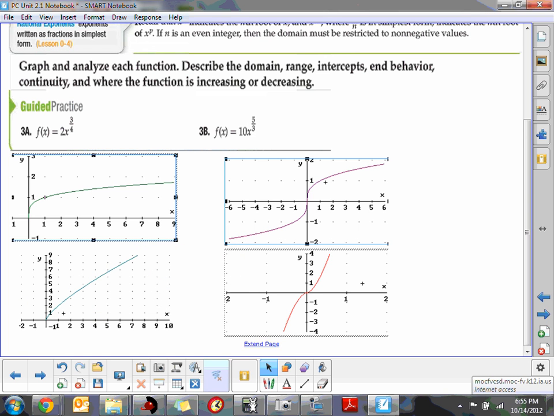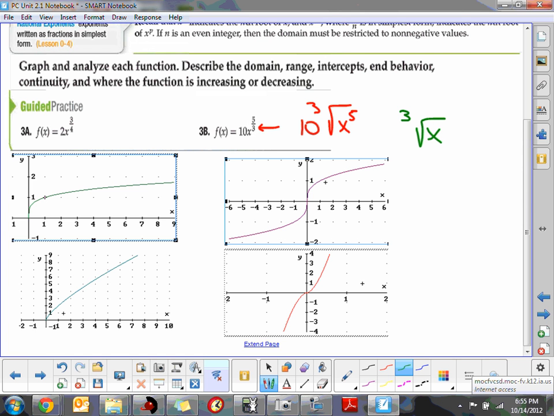Second example is basically a cube root function. The reason I know it's a cube root function, I look at the base, or the bottom of that fraction. So it's really 10 times the cube root of x to the fifth. So what I wanted you to do is, again, pay attention to what the cube root of x graph looks like. So I put its parent function right here. This is our cube root graph.